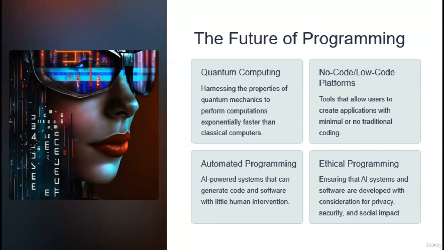AI-powered systems are being developed that can generate code and software with little human intervention. As AI systems and software become more powerful, there is a growing focus on ethical programming. This involves ensuring that technology is developed with consideration for privacy, security, and social impact.